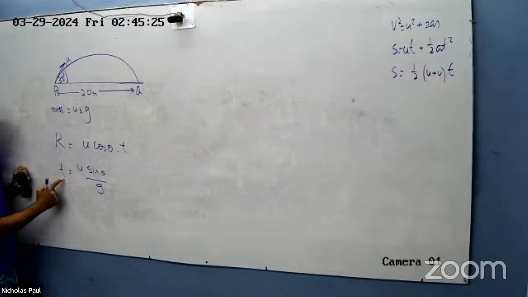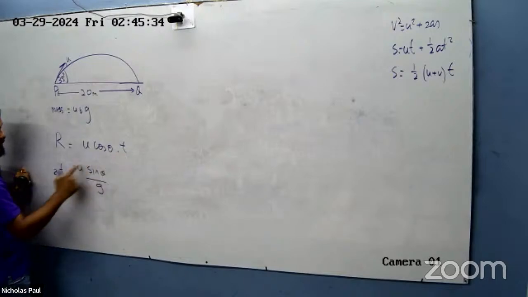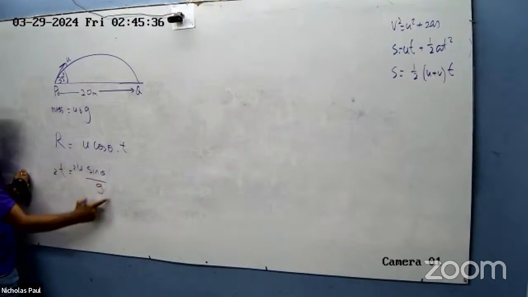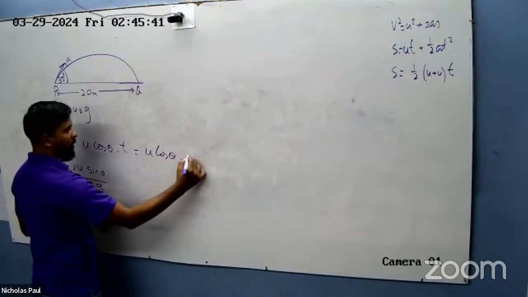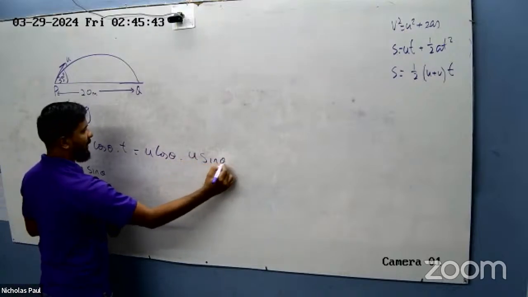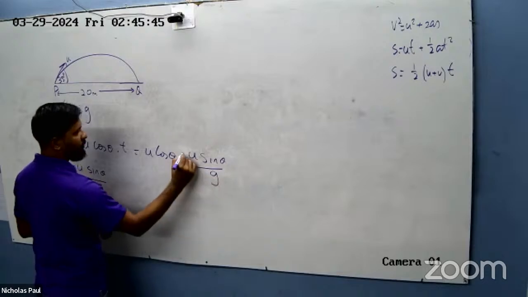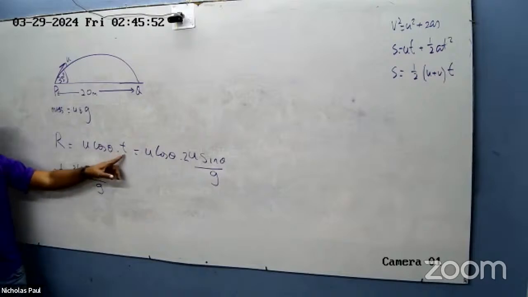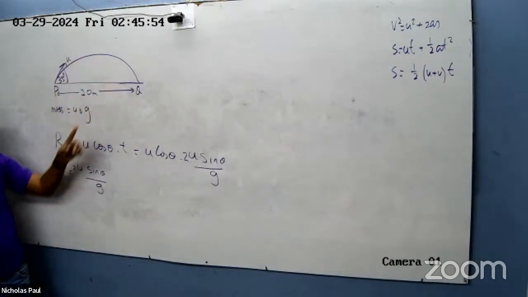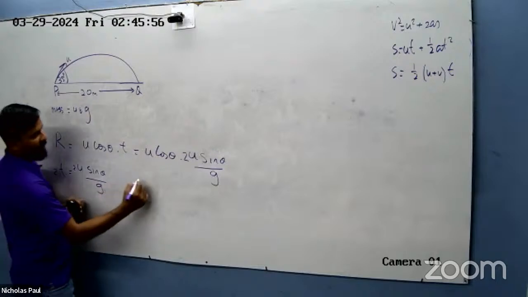So let's just say the time for the whole journey will be 2 of this. That's okay? Therefore, the time that they want here is this whole journey. So R is really u cos theta by u sine theta all over g, 2 of that. That's the time that they want for the whole journey, right? And just plug in the values you have.